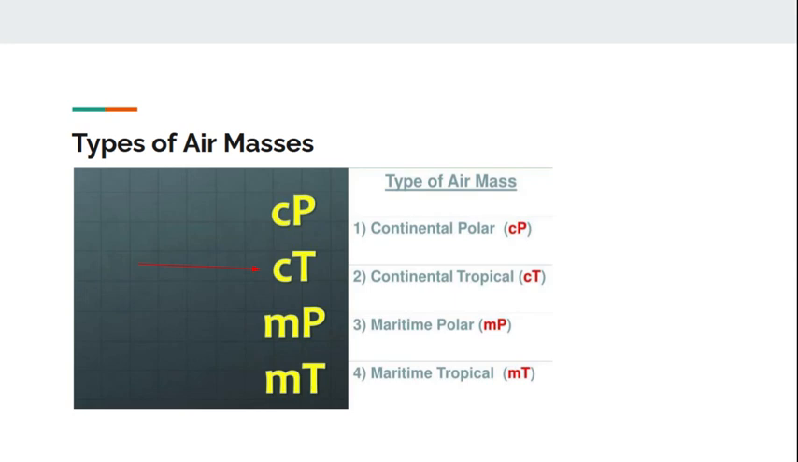Let's take a look at the two classifications for maritime air masses. The first maritime air mass that we are going to look at is maritime polar. Maritime implies that the air mass was formed over water. Polar tells us that it was formed far from the equator. So maritime polar air masses are going to be described as being high humidity and high moisture, and polar would imply that they are going to be cold because they're far from the equator. These are noted with a lowercase m and a capital P.